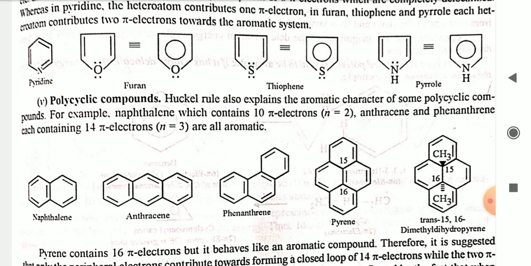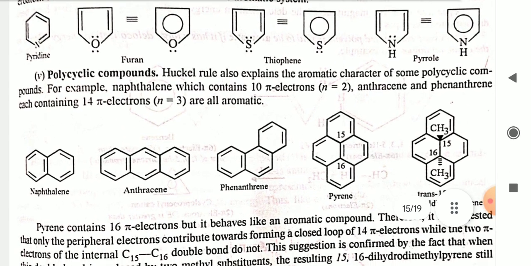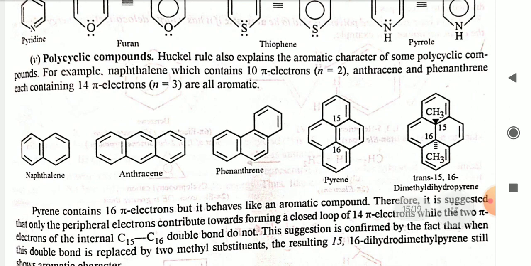For example, naphthalene, which contains 10 pi electrons, n is equal to 2. Anthracene and phenanthrene each contain 14 pi electrons, n is equal to 3. All are aromatic.